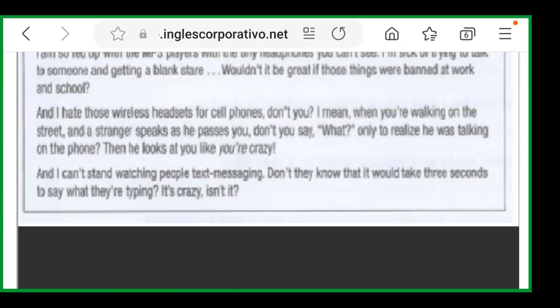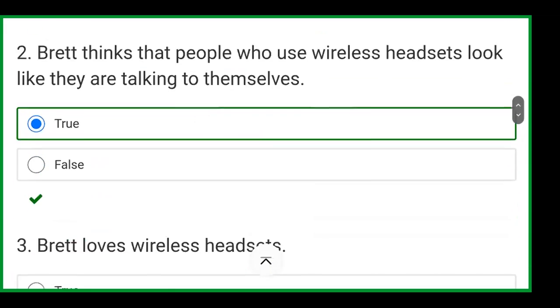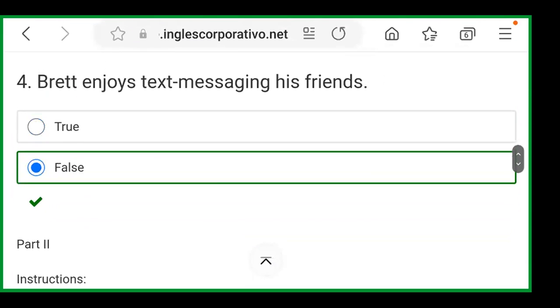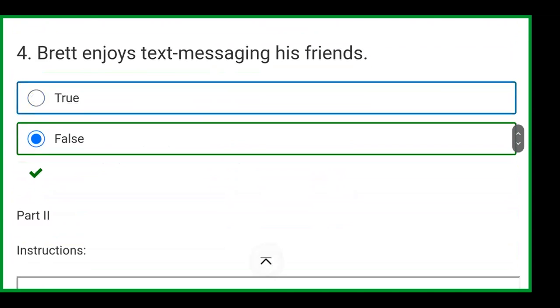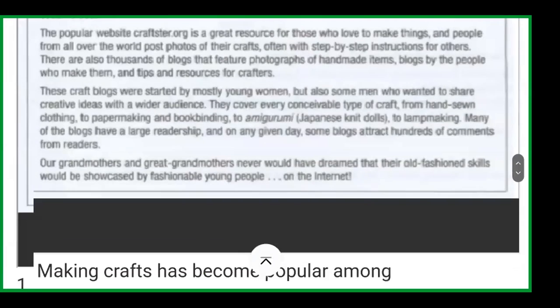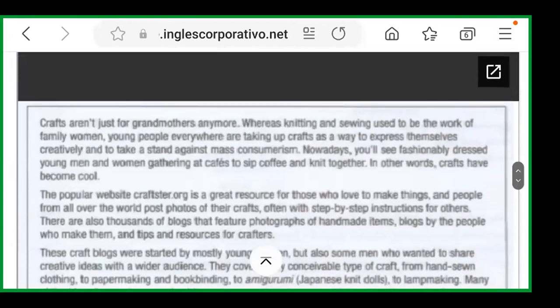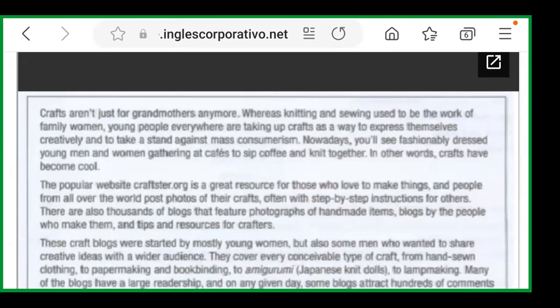And I hate those wireless headsets for cell phones, don't you? And number four. Four calls. Okay. Read the next part. The first. La dama primero. Okay.